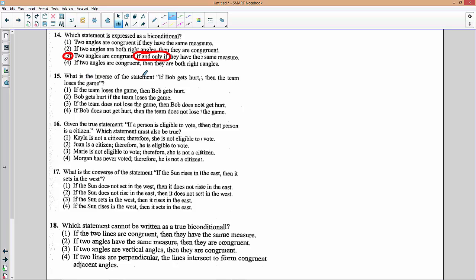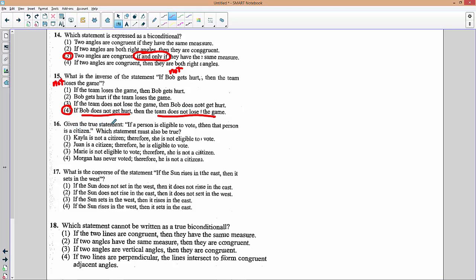What is the inverse of the statement? If Bob gets hurt, then the team loses the game. So all that means is we take the P and put a not, and then we take this one and put a not, lose, right? But this is a little tricky. What is the inverse of the statement? If Bob gets hurt, so it's if Bob does not get hurt, which is really the only one here, then the team does not lose the game. Okay, not so tricky.